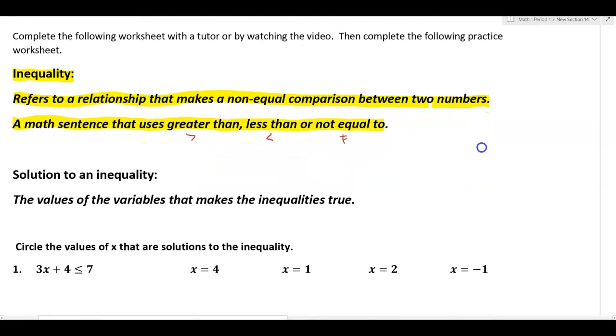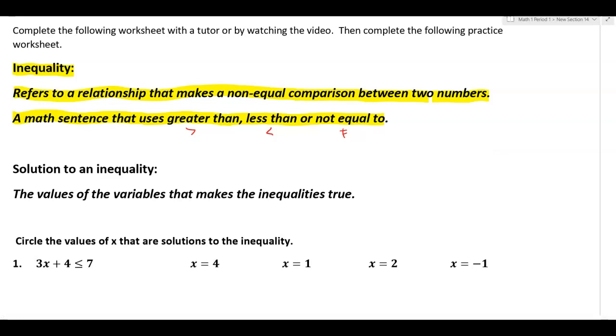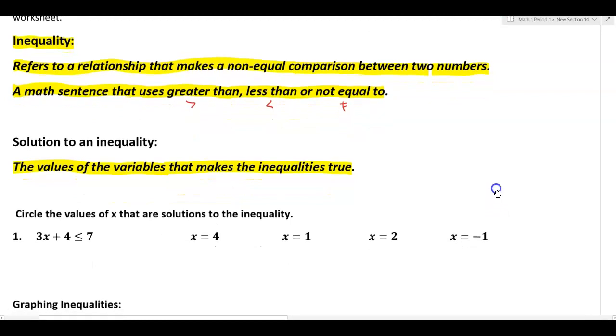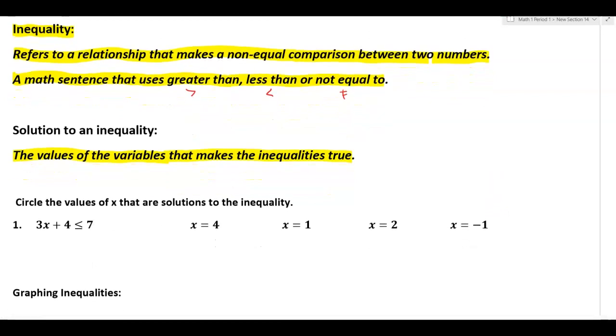Now, a solution to an inequality is basically the values of the variable that makes the inequality true. All right, so when we break this down and look at the first example here, circle the values of x that are solutions to the inequality. The easiest way to determine which numbers are is just plug them in. So I'm going to replace every x with 4. So 3 times 4 plus 4, is that going to be less than or equal to 7?